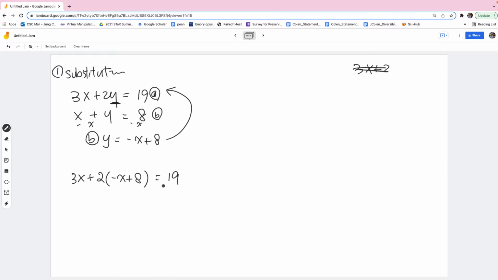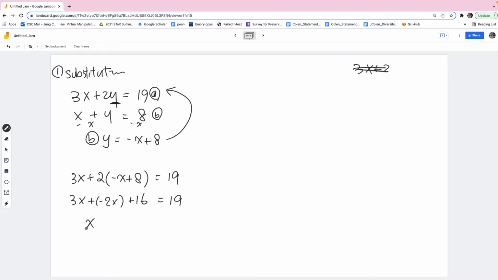Now I have one equation with one variable, then I can solve for x. So I have 3x plus 2 times negative x, negative 2x, and I have 2 times 8, 16 is equal to 19. Now I can combine like terms. So 3x and negative 2x, how many x's are there? 3 and negative 2, 3 minus 2, 1x, right?